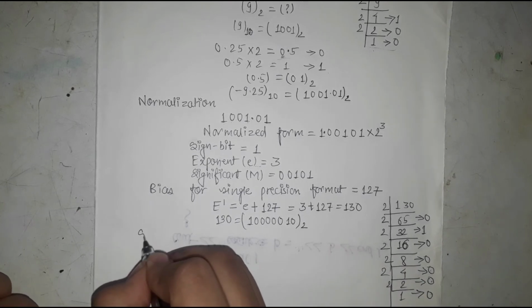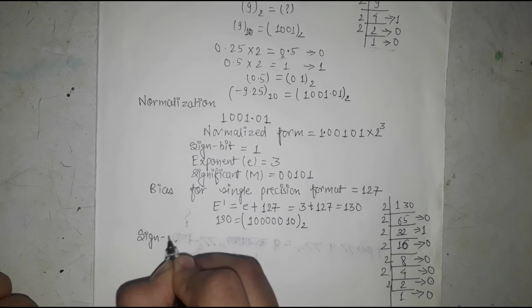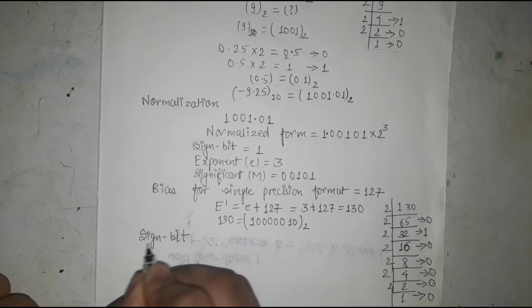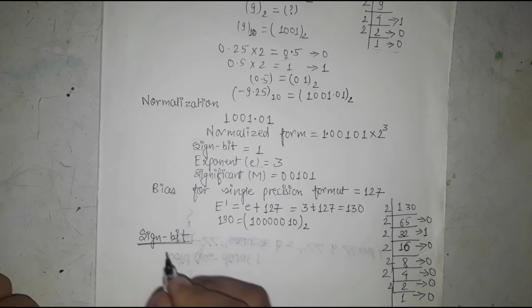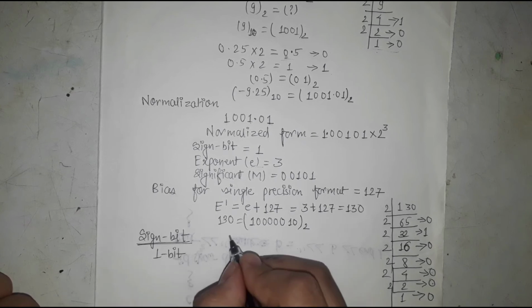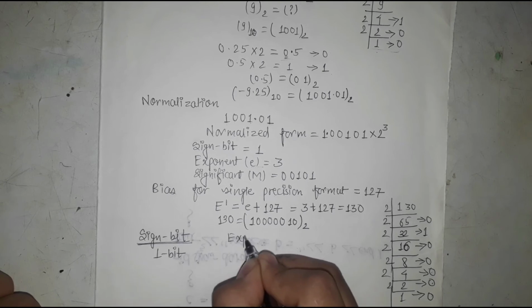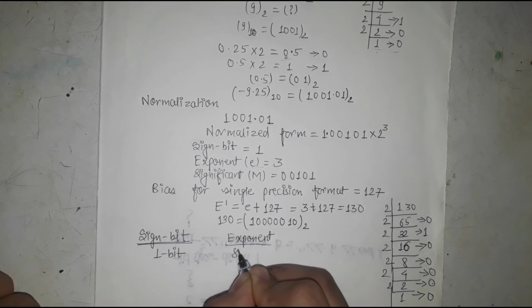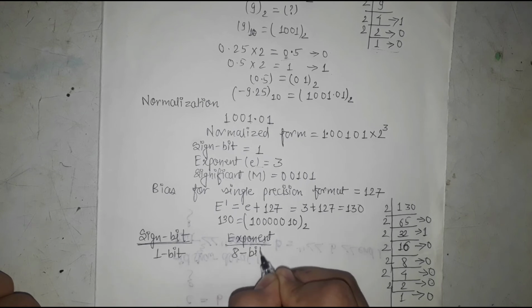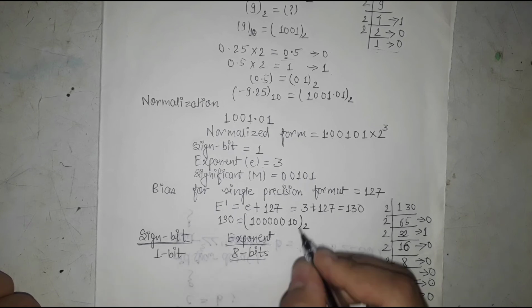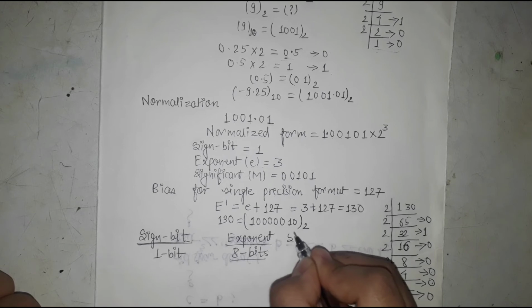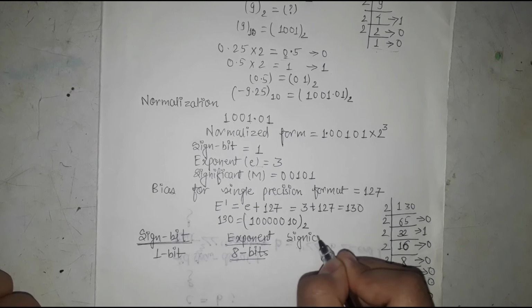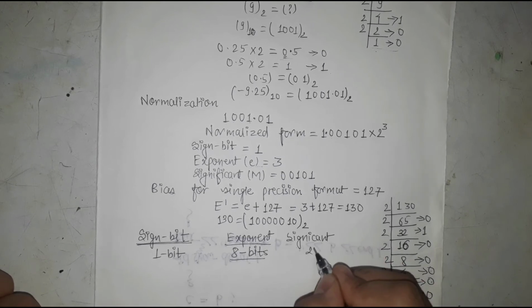So now finally we'll have to represent it in single precision format. So for that we need to write down a single sign bit, which is of 1 bit, and the exponent. And the exponent for single precision would be 8 bits, and the significand would be of 23 bits.